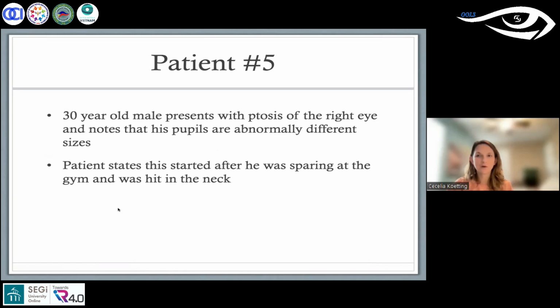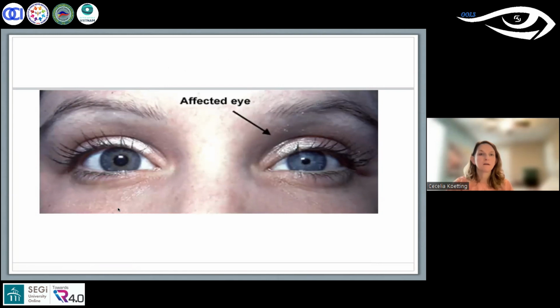Patient number 5. So we're walking into our last one here. 30-year-old male presents with ptosis of the right eye and notes that his pupils are abnormally different in size. Okay. So we got a slight ptosis and we've got pupil changes. What are we concerned for here?